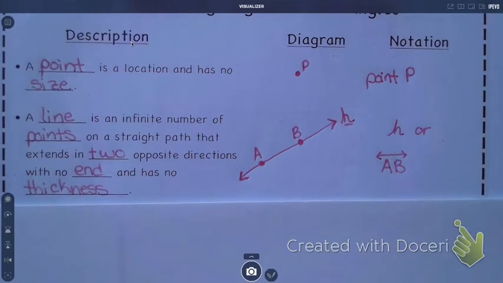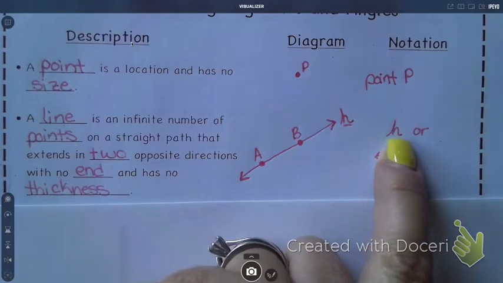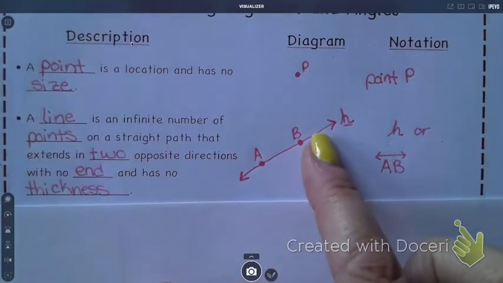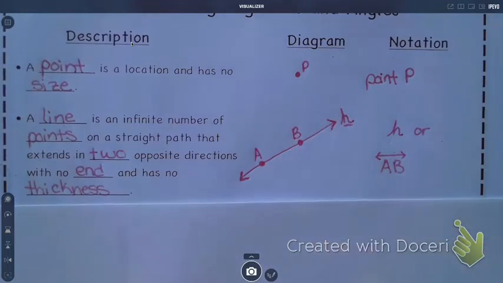The way you can write it on your paper is just with the cursive lowercase letter h, or you can write it with the 2 points. Now, a line has an infinite number of points, but it has to have at least 2. Does that make sense? And when we name it, we only have to say 2 of them. So we do AB and put a line above it.